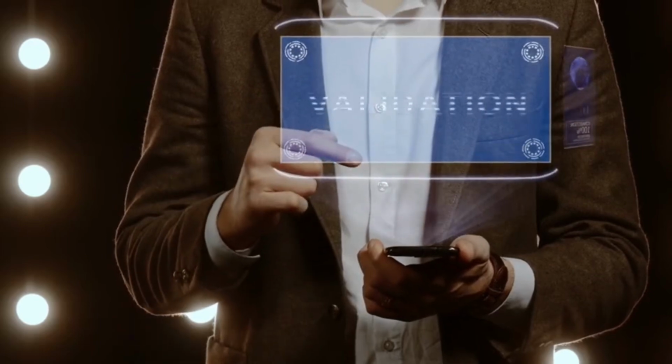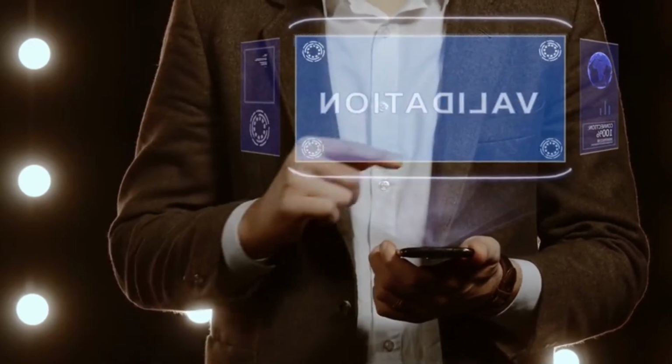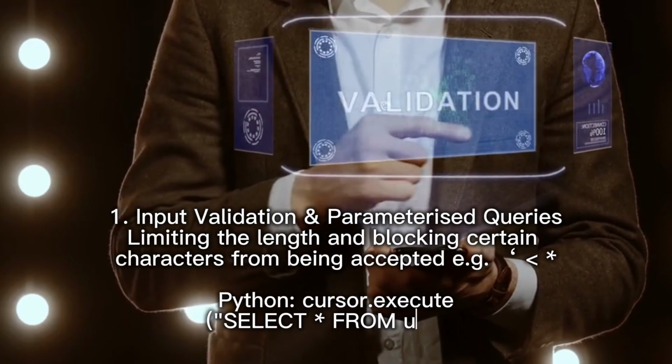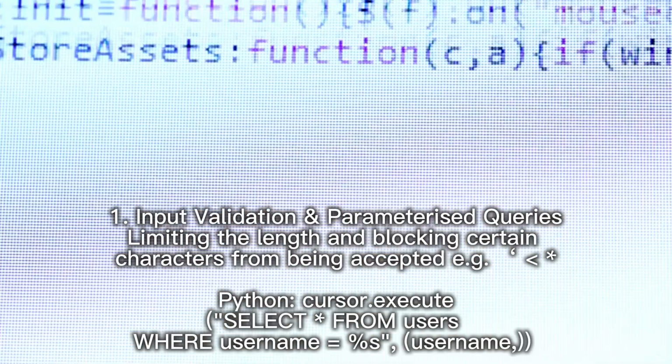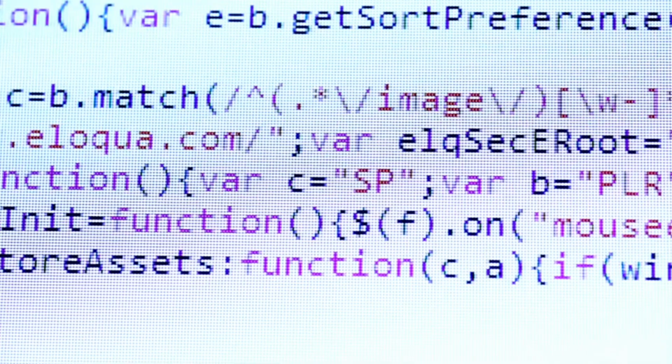Now, let's switch sides. How can the defenders stop this? Number 1. Always use input validation and parameterized queries. Only allowing certain characters and using secure coding like tuples and parameters mean that values must be matched.